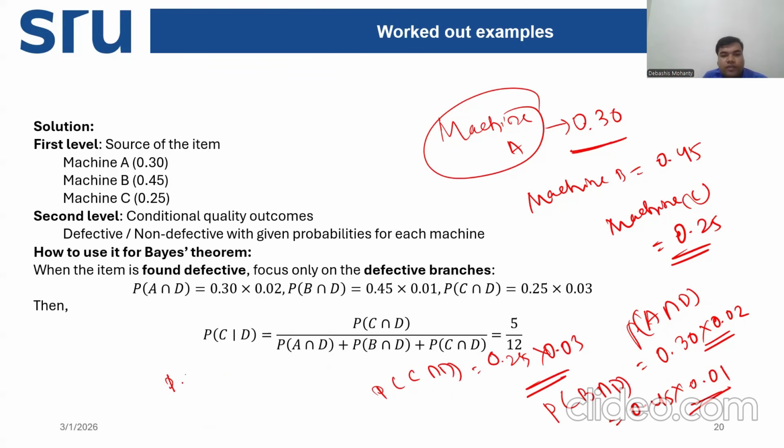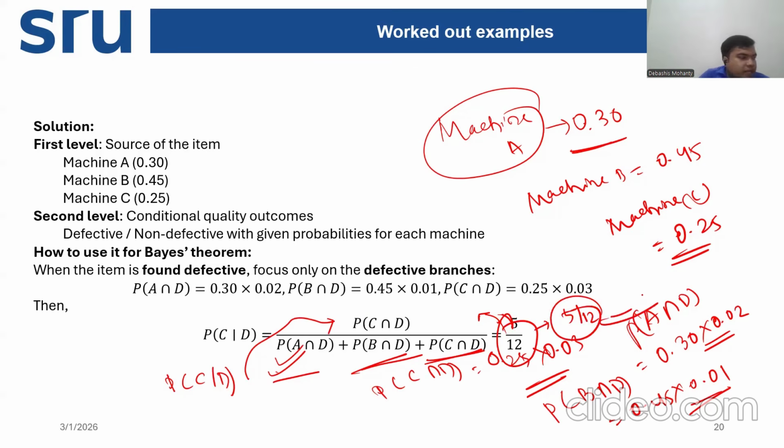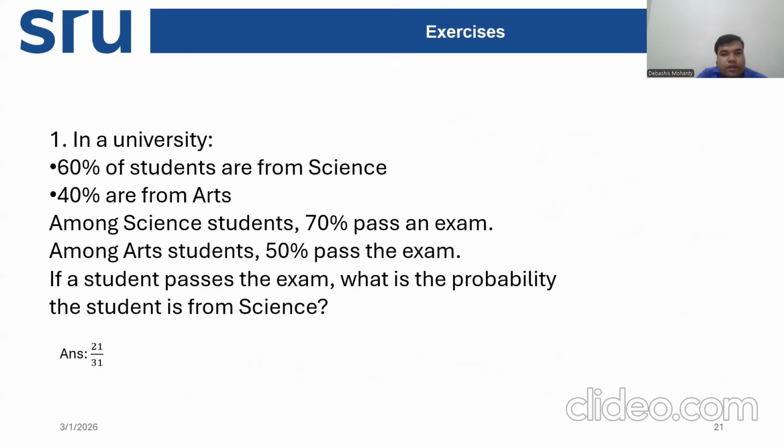Finally, we'll get the value of probability of C given D. That is probability of C intersection D divided by probability of A intersection D plus probability of B intersection D plus probability of C intersection D. So applying all these values, we'll get this as 5 by 12, right? Okay. So these are very interesting and very simple problems. Again, one problem is there. So this you need to practice.